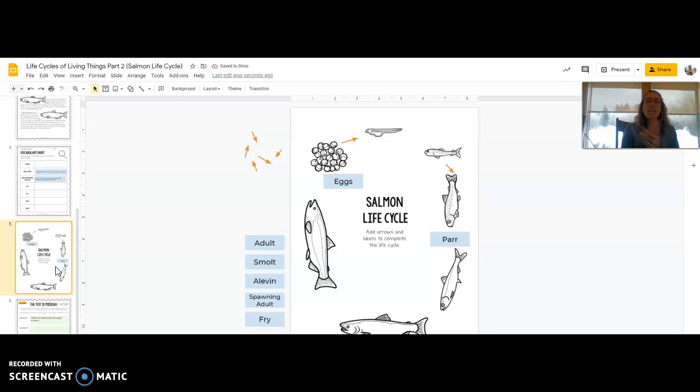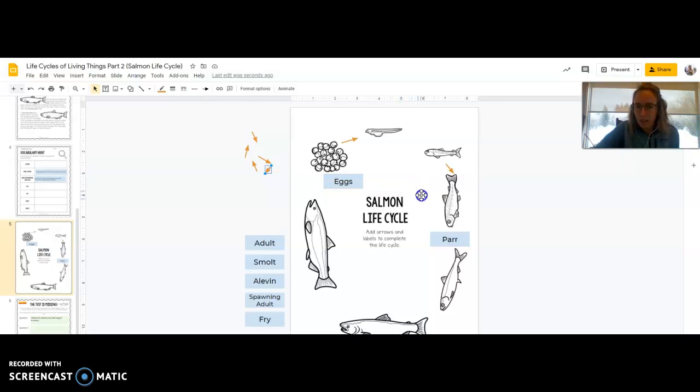On this page, this is where you are going to complete the life cycle diagram. Here are all the arrows you will need, and here are the labels. Oh, I'm so sorry, excuse me. So you're going to place the arrows where you think they need to be, what arrow goes where. Make sure you have that cross looking like that.